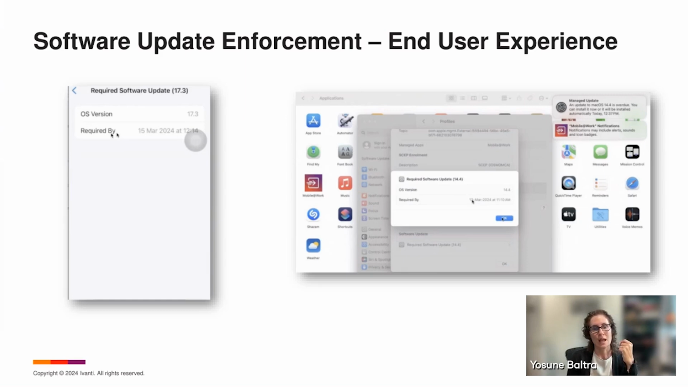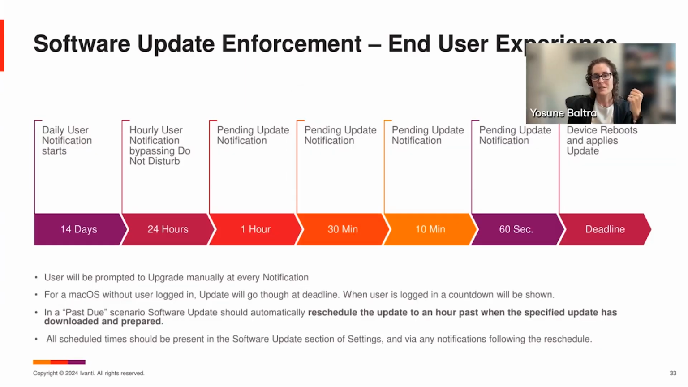So your end users will have plenty of communication of when this is coming, because the next piece is the communication. The configuration itself will have some notifications for the end user, right? You can control these notifications, but the default is that it will start 14 days prior to the deadline, sending a daily notification to the end user, asking them to upgrade at their own convenience because there is a deadline. And at the deadline, it will automatically just reboot and apply the patch, right?